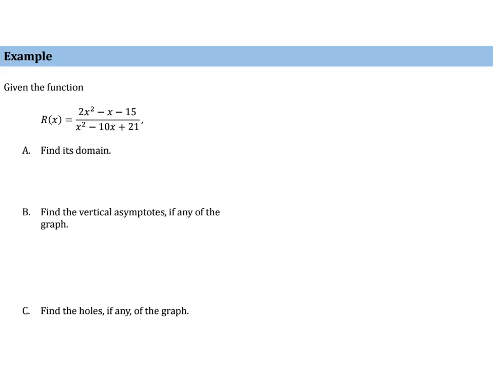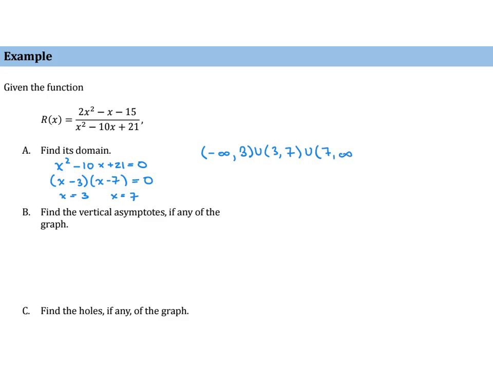Here we have a function, and we're going to find its domain. So we'll take the denominator and set it equal to 0. This would yield x equals 3, x equals 7, which we exclude both. So negative infinity to 3, union 3 to 7, union 7 to infinity. So how do we know if we have vertical asymptotes or holes?